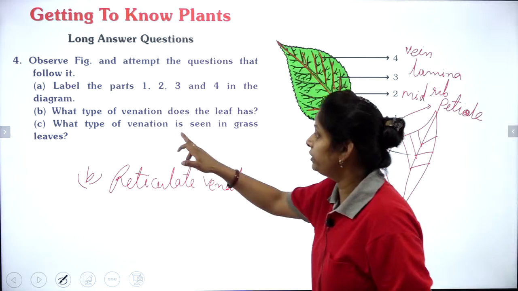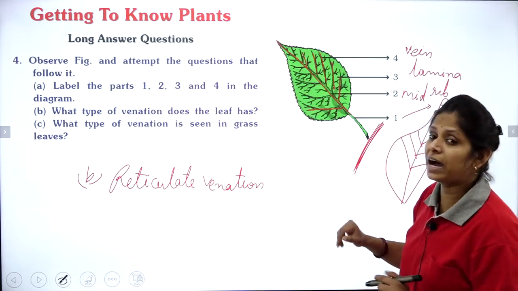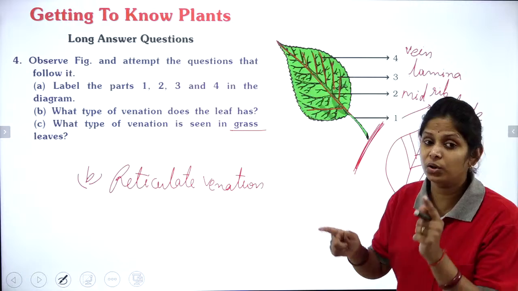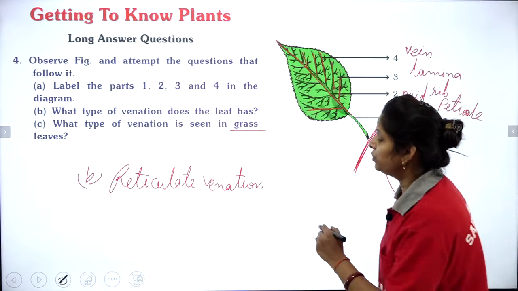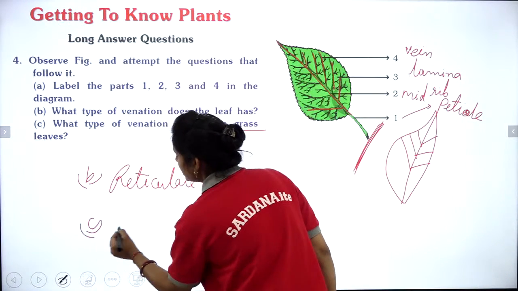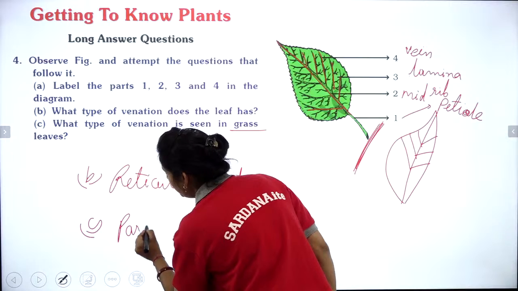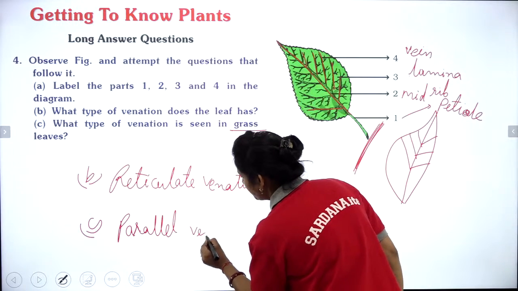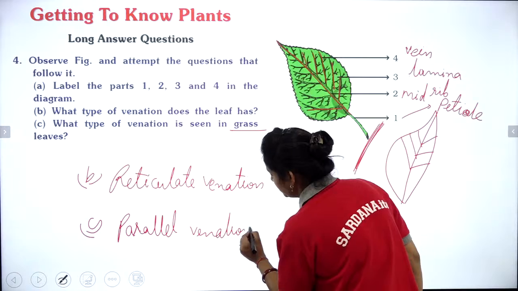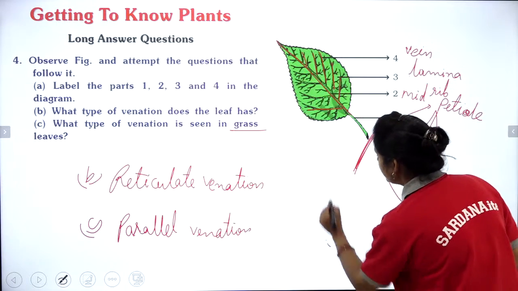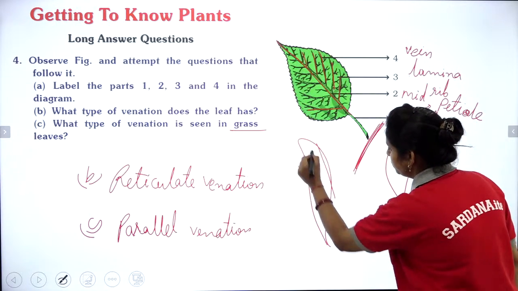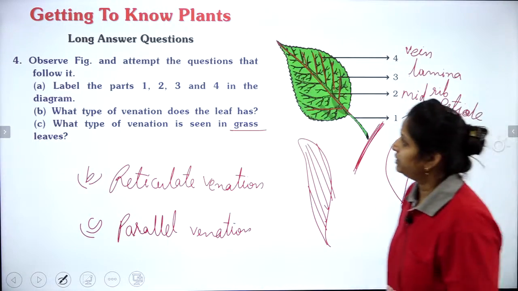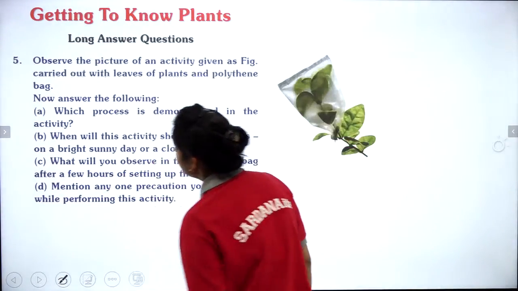Then after, what type of venation is seen in grass leaves? It is asking about grass leaves, and in the previous question I have already told you about this one. Grass has parallel venation. Okay now, just like this, this type of venation is found in leaves. Okay. Then after, we'll talk about the next question.